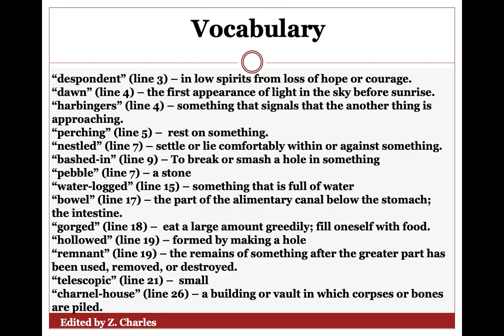Okay, vocabulary. These are some words that you might not be familiar with or you are familiar with, and for those who are not, let's just go through some of it. So, despondent in line 3 refers to being in low spirits from loss of hope or courage. Dawn in line 4, the first appearance of light in the sky before sunrise. Harbingers, also line 4, something that signals that the other thing is approaching. So it's basically a signal.